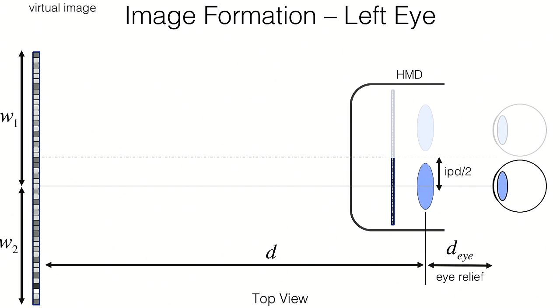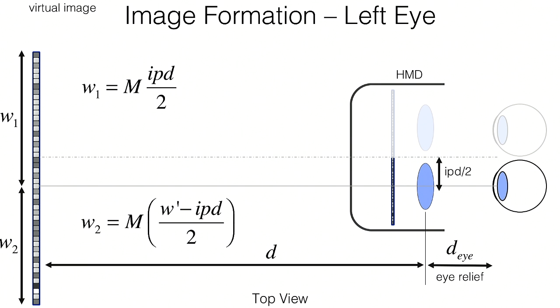Essentially what that means is the lens isn't aligned with the center of the display, so the distance W1 to the right of the center of the display will be greater than or less than W2, which is the distance to the left of the center of the display. We can define these parameters by these equations: it's just a magnification of half of the IPD, and essentially half of the display minus that distance.